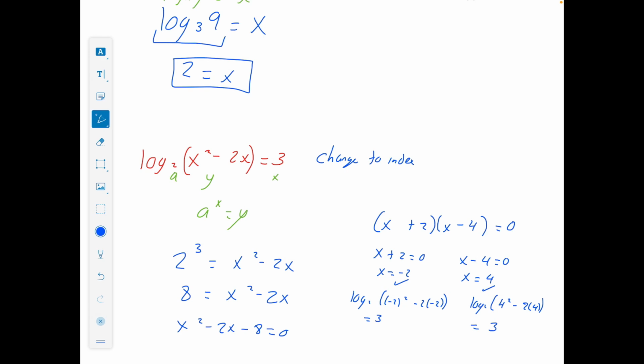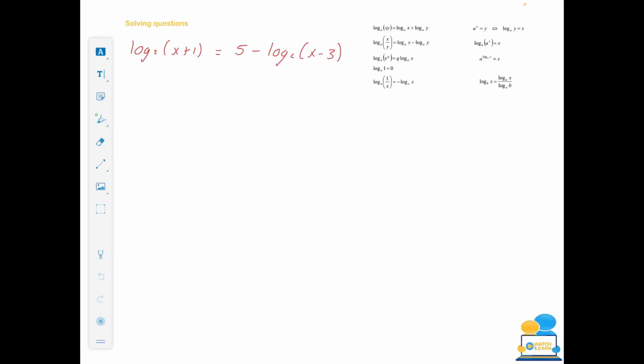Okay, we might see later that sometimes if you get out a certain number, it just won't work with the log, because what's after the log, so this bit here, can never be negative. So sometimes you might have to discount one answer. Not the case here.